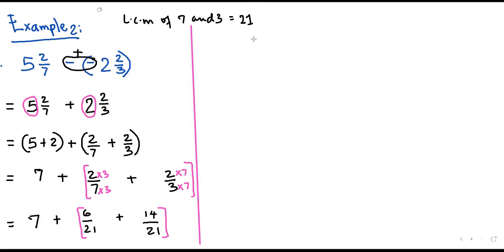So let me rewrite it again. Let's have it as 7 plus. So what is 6 out of 21 plus 14 out of 21, student? What do we get? Yes, 6 out of 21 plus 14 out of 21, we get 20 out of 21. So we join them together to have 7 and 20 out of 21. So this becomes our answer.